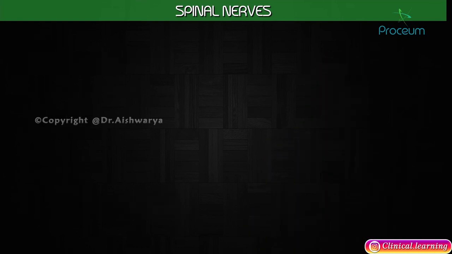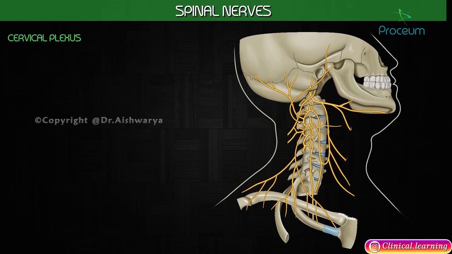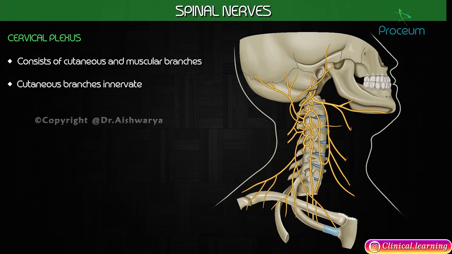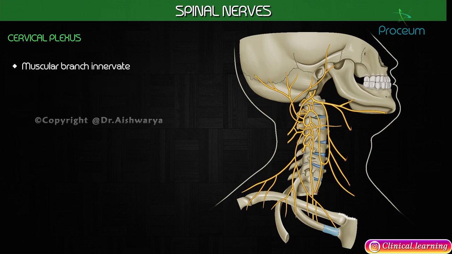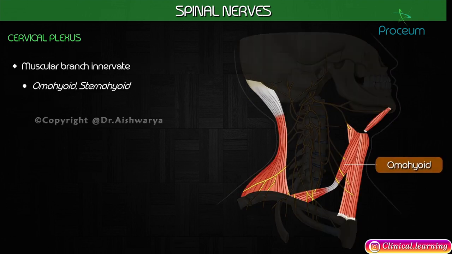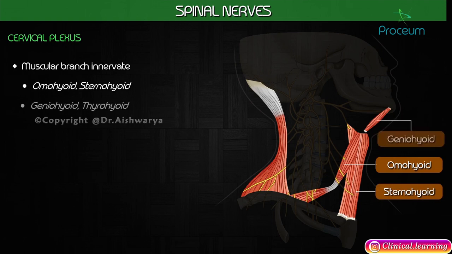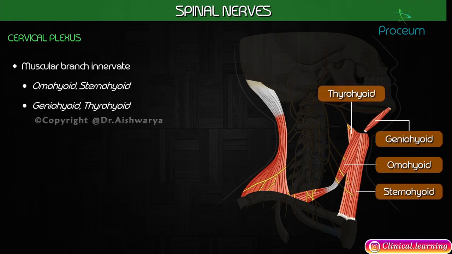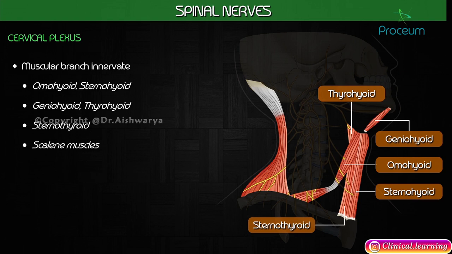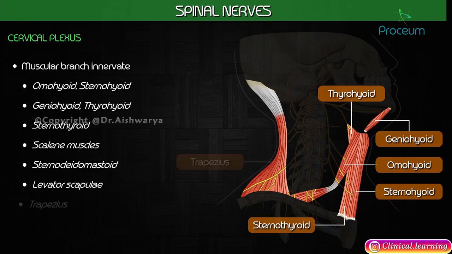Now, the cervical plexus is formed by C1 to C5, and it consists of cutaneous and muscular branches. Cutaneous branches innervate the head, neck and chest, and the muscular branches innervate the muscles omohyoid, sternohyoid, geniohyoid, thyrohyoid, sternothyroid, scalene muscles, sternocleidomastoid, levator scapulae and trapezius.